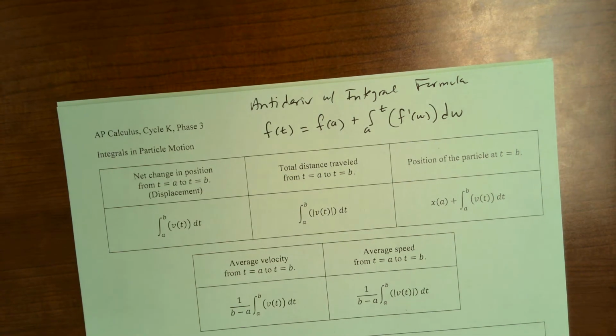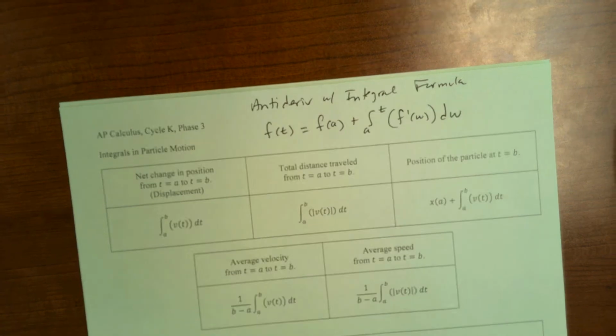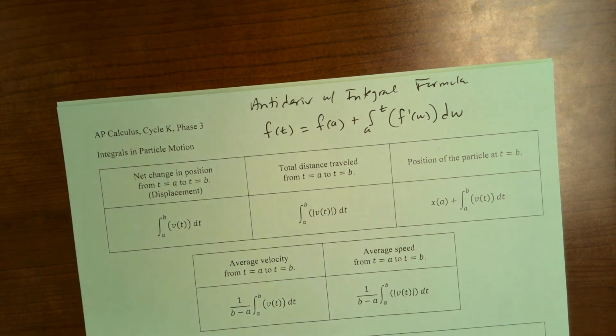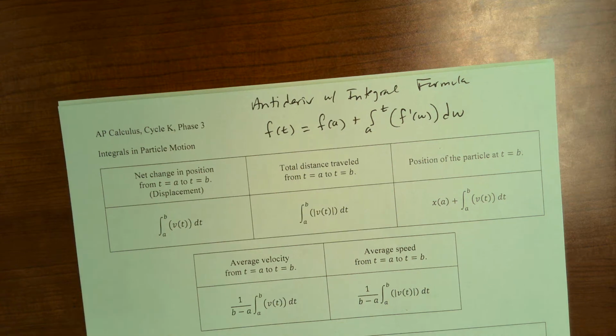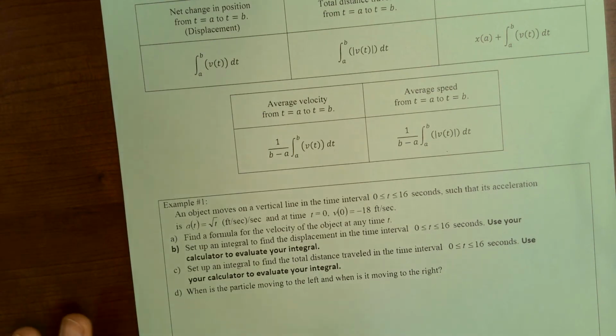And usually it's most helpful when you want the antiderivative at a certain value. But it comes up so much on the AP test that I just want to use it for teaching purposes whenever we can. But there's another way to figure this out. Okay, so I'm going to use that. So find a formula for the velocity of the object at any time t.